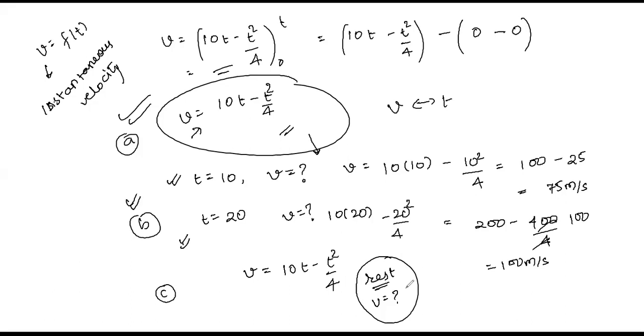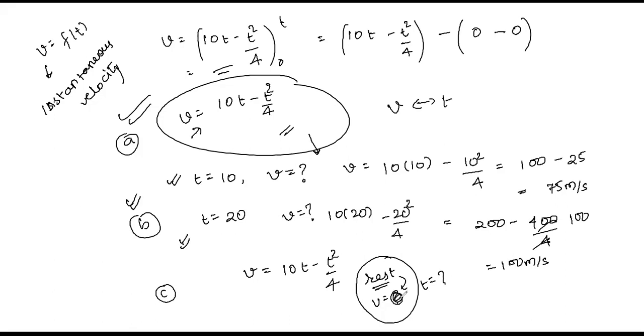Whenever velocity goes to zero, it is again at rest. Yes, absolutely correct. So whenever we are being asked what is the time when the object is at rest, it means that the velocity of the object is zero.